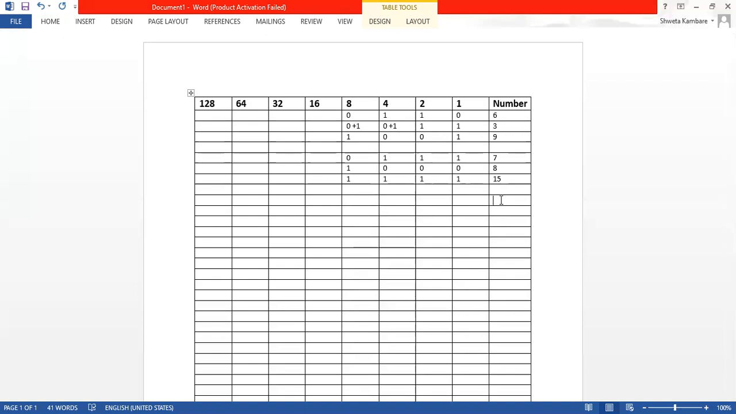Now what if the addition is greater than 15, like let's say 9 plus 9. 9 is 1, 0, 0, 1 plus 1, 0, 0, 1. Both are 9. Now the addition should be 18. But remember, we have only 4 bits. So try to complete this addition.